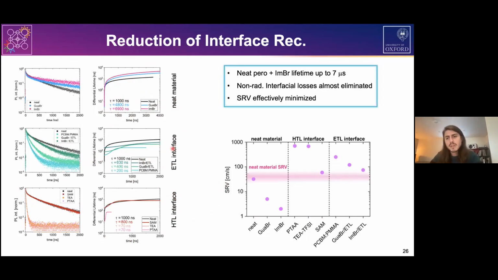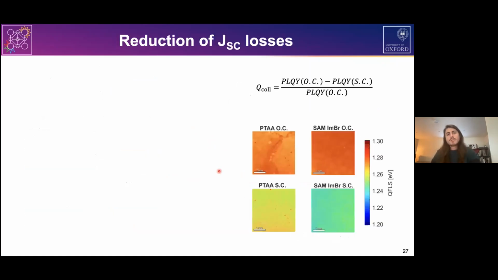And from the lifetime itself, you can also calculate the surface recombination velocities. As you can see here, the surface recombination velocities calculated for the optimized interfaces approach the one of the neat material itself, indicating that in these devices the interfaces don't really induce a strong recombination channel anymore. Now, this was about the VOC, but what about the JSC?